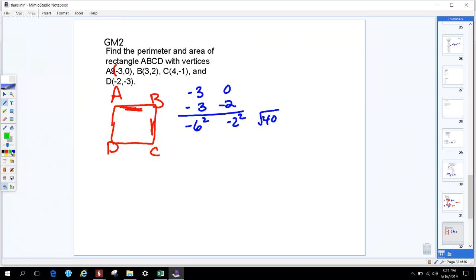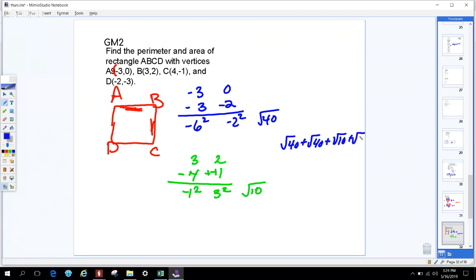Now I need my BC. So I've got 3, 2, 4, -1. Subtract each of these. This becomes positive. -1 squared, 3 squared. 1 plus 9 is 10. And so now you can find the perimeter by adding everything up. And just do this in the calculator. Don't make your life hard. That gives you the perimeter.